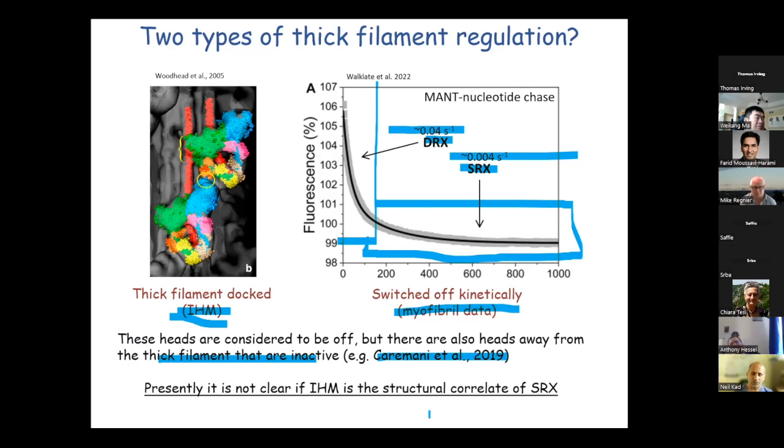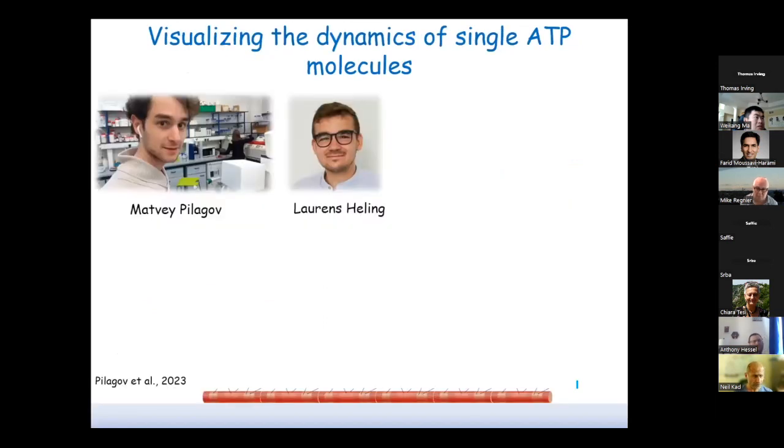And so it's not presently clear if the IHM is the structural correlate of the SRX, and that's something that we're all, I think, thinking about. So going on to the experiments that we performed, we wanted to look at the dynamics of the ATPase within the myofibril. And this is the work of my two master's students at the time. Matt has now gone on to take this further as a PhD student.